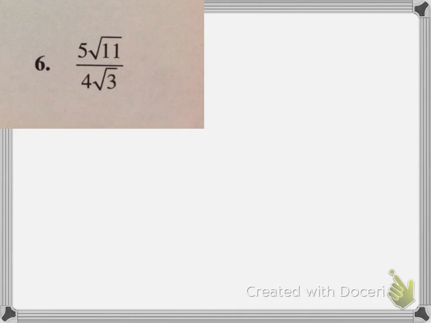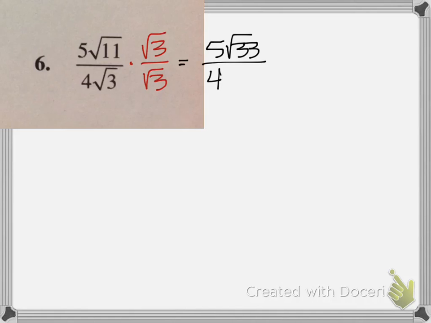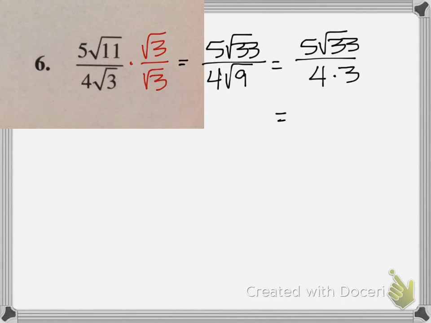Okay, let's look at this problem. 5 square root 11 over 4 square root 3. I'm going to multiply the top and the bottom by square root 3. That's going to give me 5 square root 33 over 4 square root 9. So 5 square root 33 over 4, and the square root of 9 is 3. So final answer, 5 square root 33 over 12.